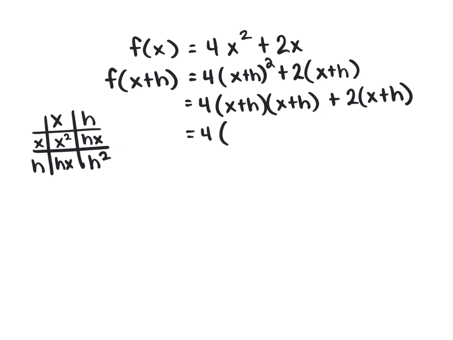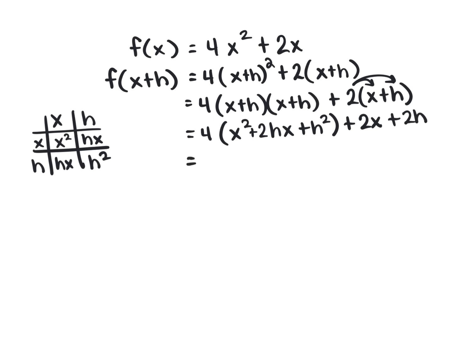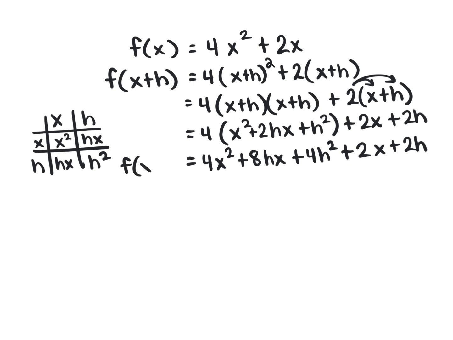As I look at what I get when I multiply that out, I have x squared plus 2hx plus h squared. And then over here, we're going to distribute the 2 to both of these. So we have plus 2x plus 2h. And then we distribute the 4 into the first one. So I have 4x squared plus 8hx plus 4h squared plus 2x plus 2h. So that line is what f of x plus h is equal to.